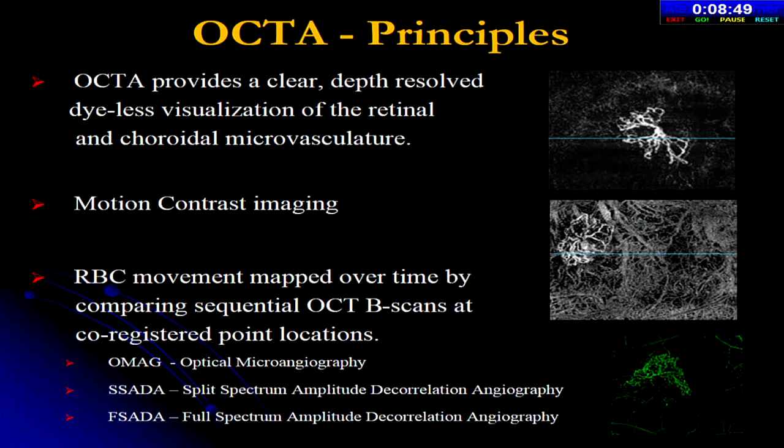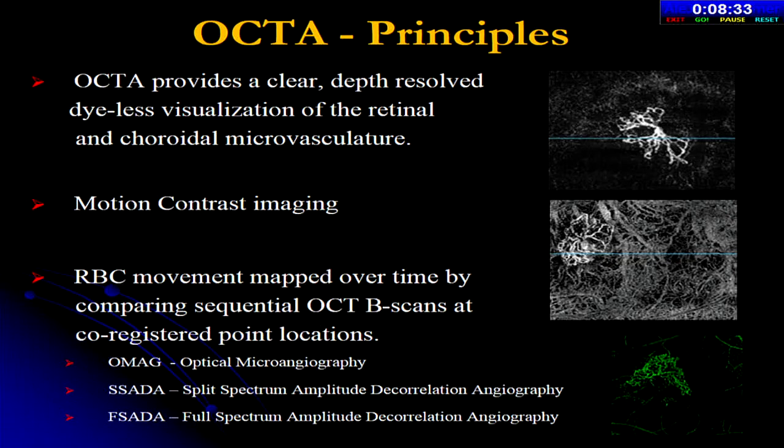So what are the principles of OCTA? OCTA provides a clear, depth-resolved, dye-less visualization of the retinal and choroidal microvasculature. It's based on the principles of motion contrast imaging. RBC movement is mapped over time by comparing sequential OCT B-scans at co-registered point locations.